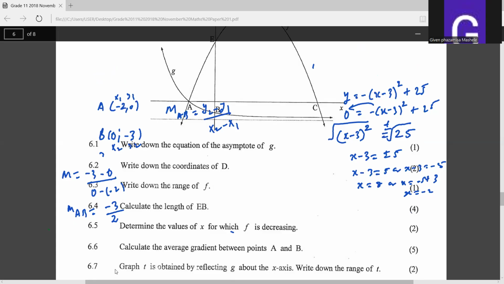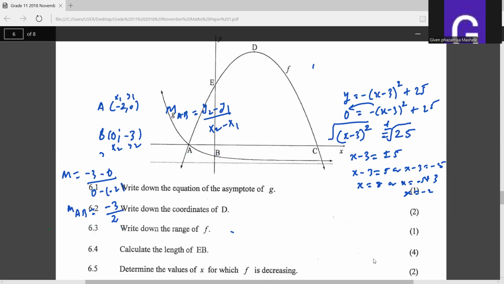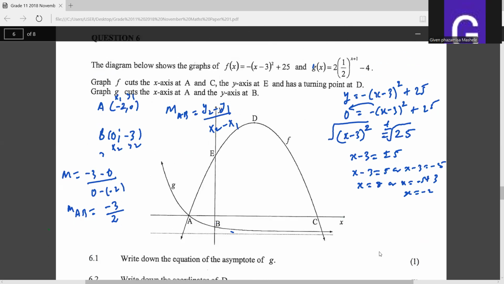It says the graph of t is obtained by reflecting g about the x-axis. Write down the range of t. So it means they've taken this g, they reflected the g about the x-axis. So we want to write down the range of t, sorry. So we can do this in 2 ways.